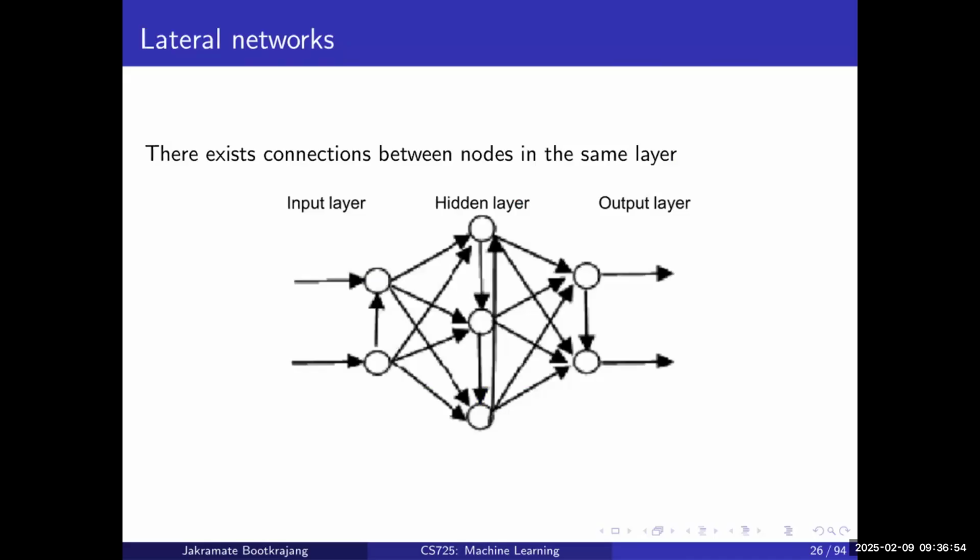And then we have the lateral network. So with the lateral network, basically you can have an edge anywhere, right? There is no structure, right? You can have an edge within the hidden layer, or you can have an edge between layers, right? So lateral means that these edges are allowed. You're allowed to send information between layers.